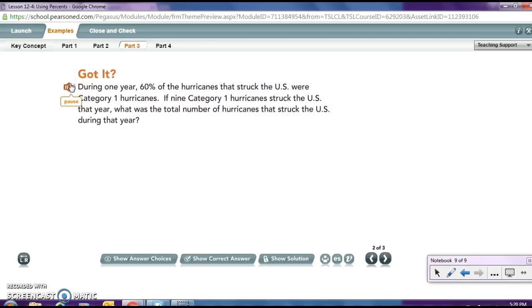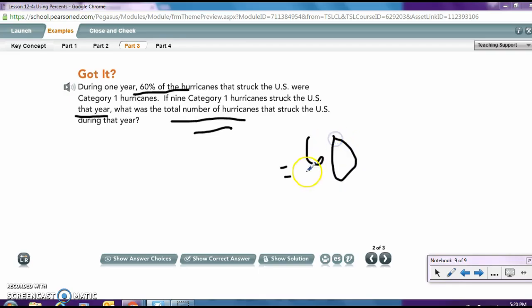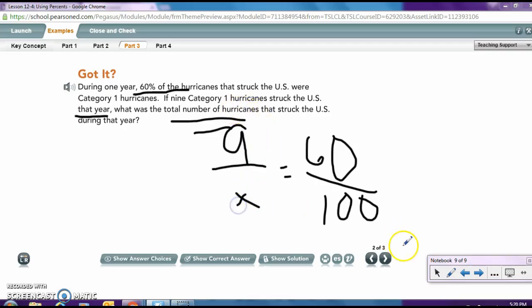During 1 year, 60% of the hurricanes that struck the U.S. were Category 1 hurricanes. If 9 Category 1 hurricanes struck the U.S. that year, what was the total number of hurricanes that struck the U.S. during that year? So let's go ahead and set this up. 60% over 100 is equal to a ratio. So it says here that 60% of the hurricanes that struck the U.S. were Category 1 hurricanes. If 9 Category 1 hurricanes struck the U.S., how many total hurricanes were there? So we need to figure out what this bottom number is.